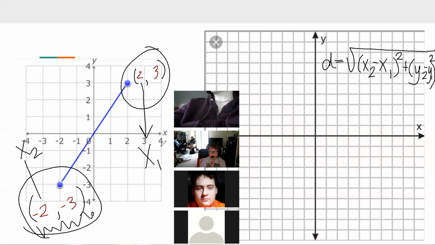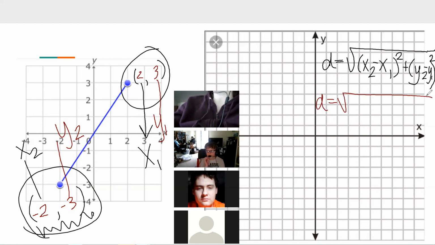And what about y2? Which one would be y2 then? The -3. Yep, very good. Since we chose -2 as x2, -3 is y2. And that means this one is y1. And then I'm just plugging it into the formula. So wherever there's an x2, what am I going to replace that with? -2. Yeah. Very good.